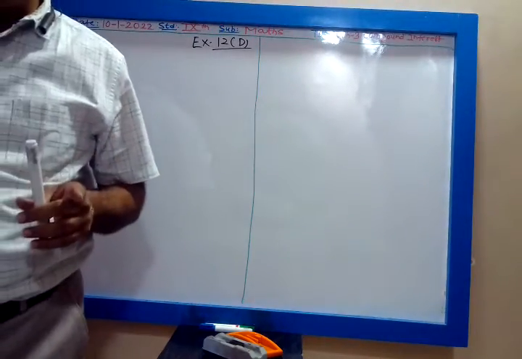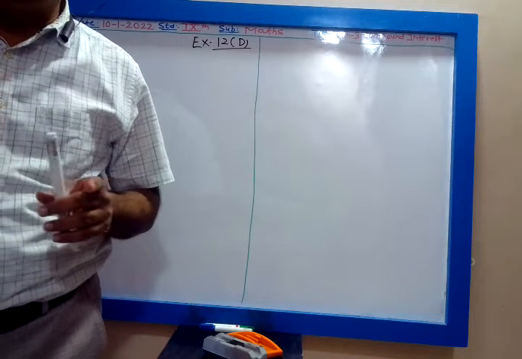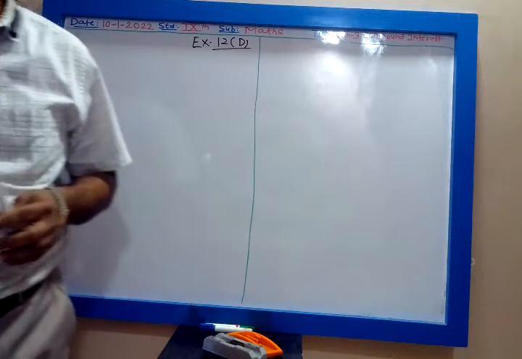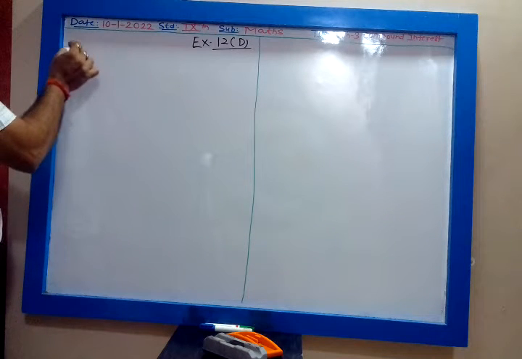After this chapter we have to start simple interest, and after simple interest we will start triangle. Okay, चलो, 12D, which problem? 14th.